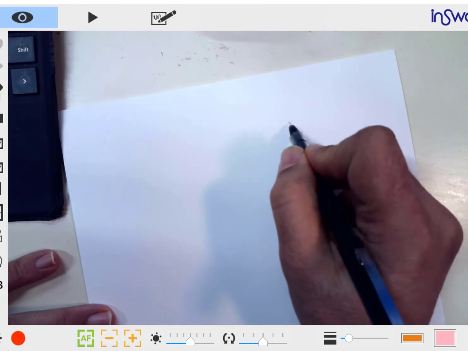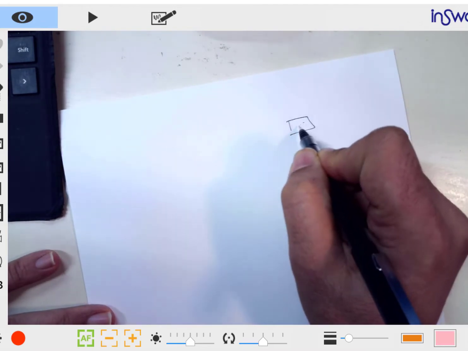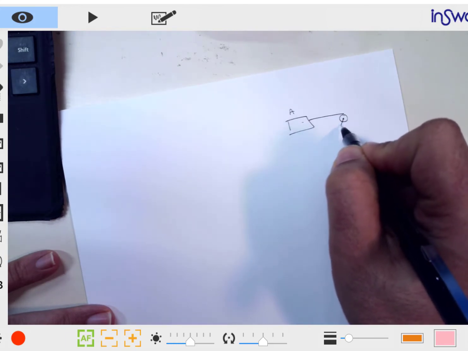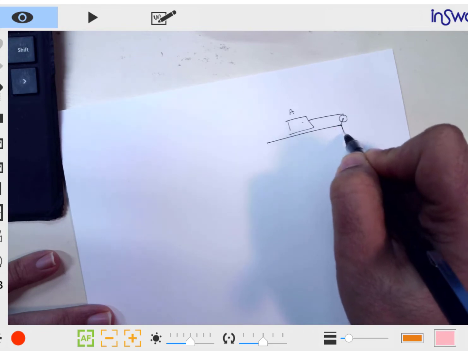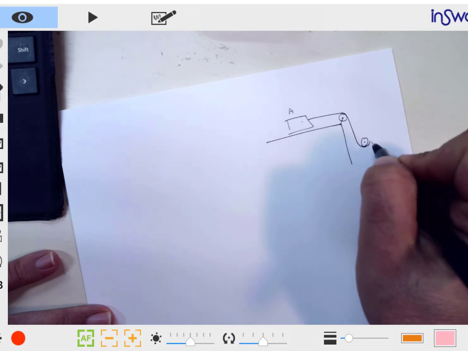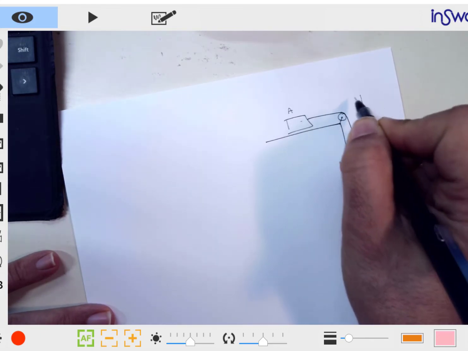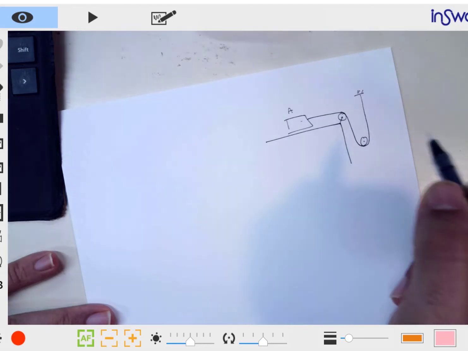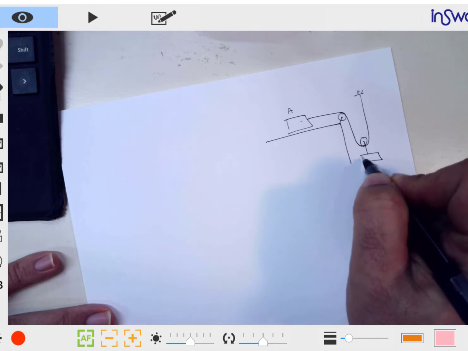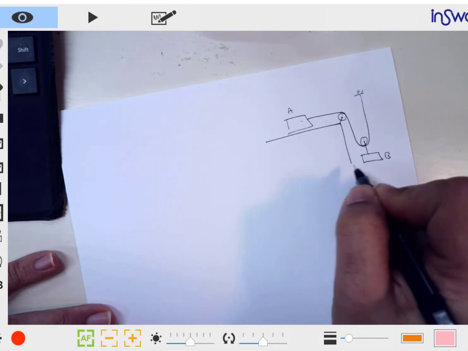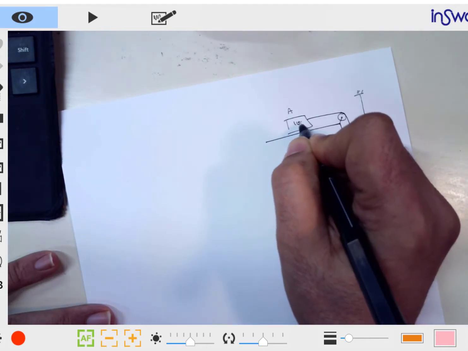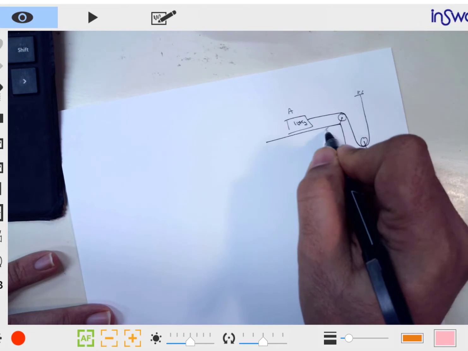I have a block A, which has a weight. I have a frictionless pulley. The rope or cable is going around another pulley that holds block B. This has a weight of 4 kilograms, and this has a weight of 10 kilograms. The surface is rough.